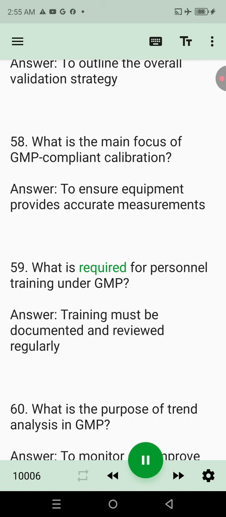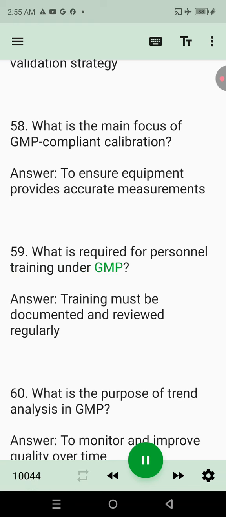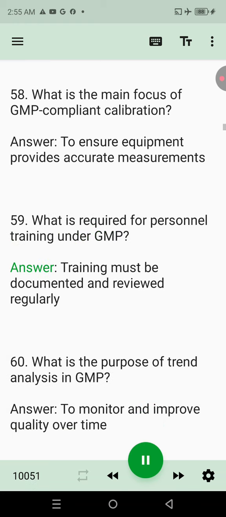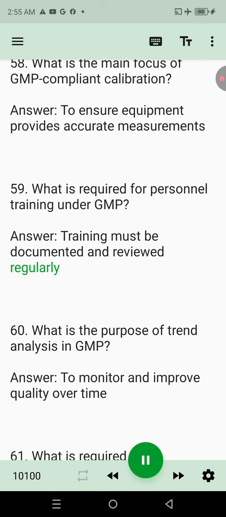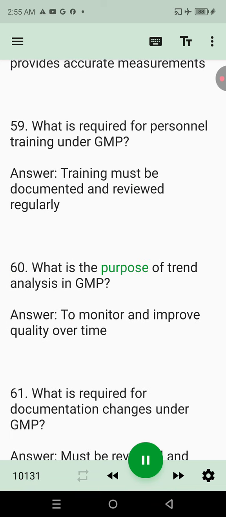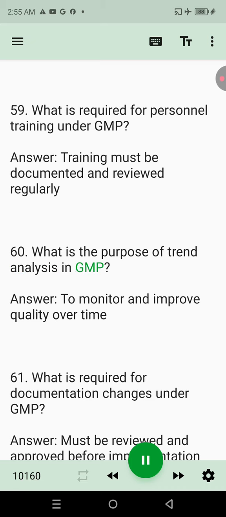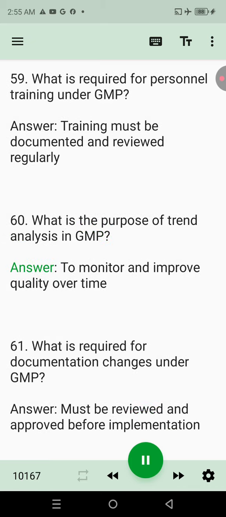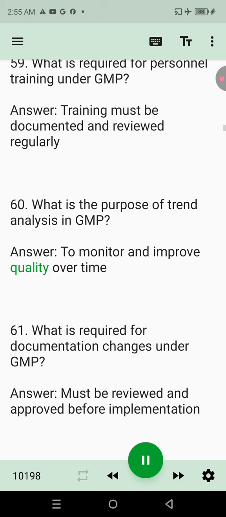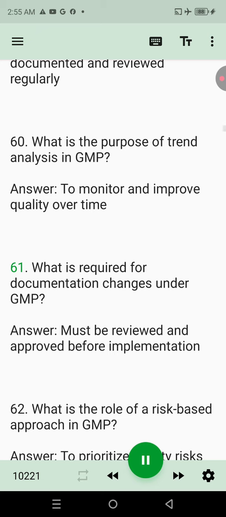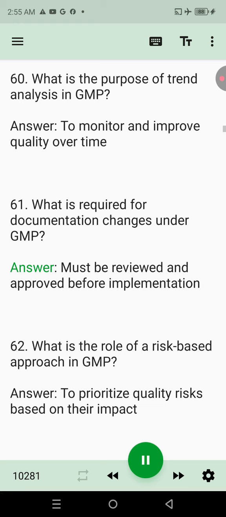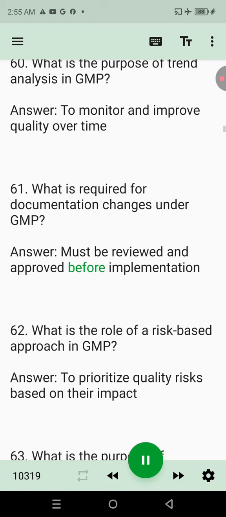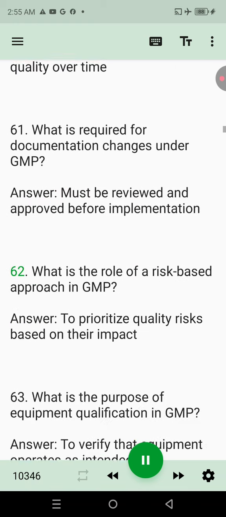59. What is required for personnel training under GMP? Answer: Training must be documented and reviewed regularly. 60. What is the purpose of trend analysis in GMP? Answer: To monitor and improve quality over time. 61. What is required for documentation changes under GMP? Answer: Must be reviewed and approved before implementation.